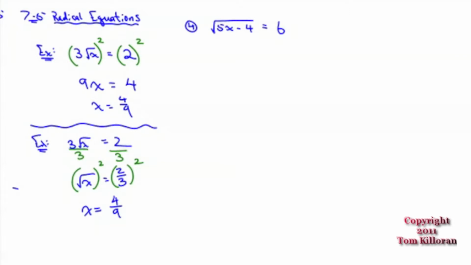All right, so this square root is isolated, so all you have to do is square both sides.